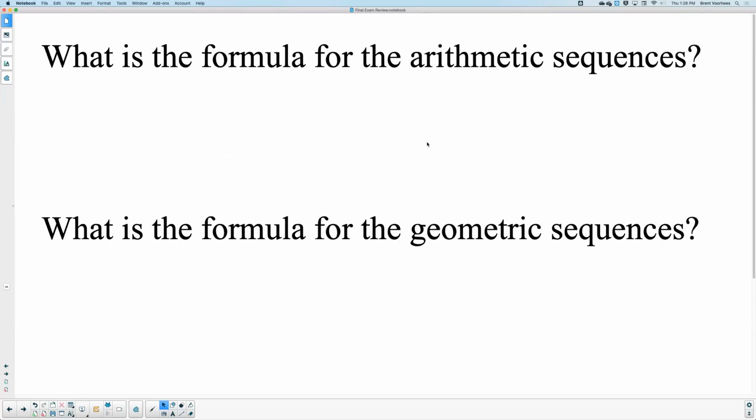Final exam review for Unit 2. Let's begin with the very first lesson we did in Unit 2: arithmetic and geometric sequences. Do you remember the formula for solving these that I gave you?